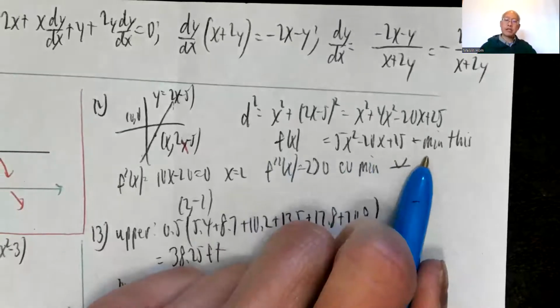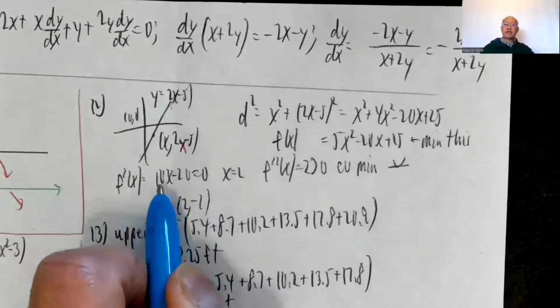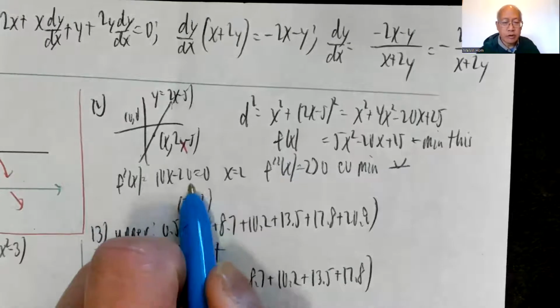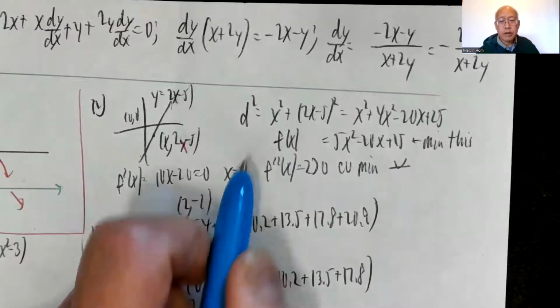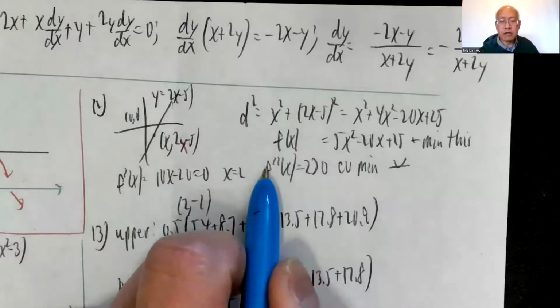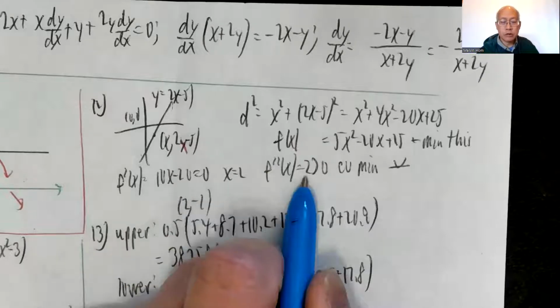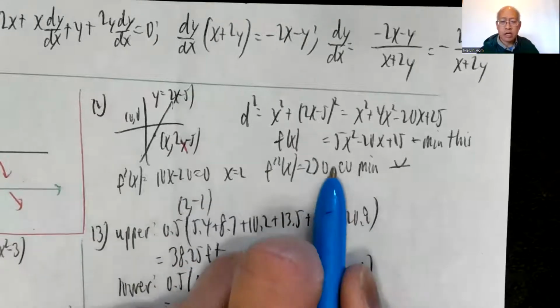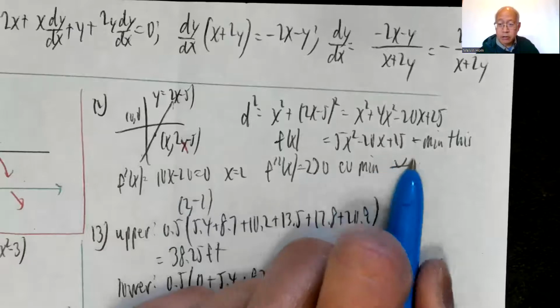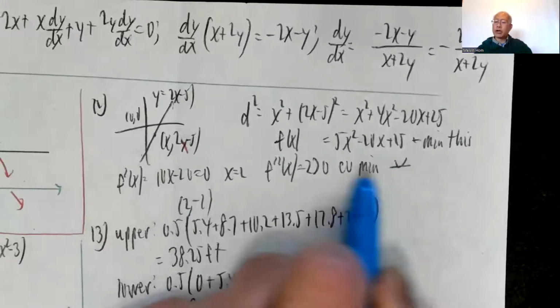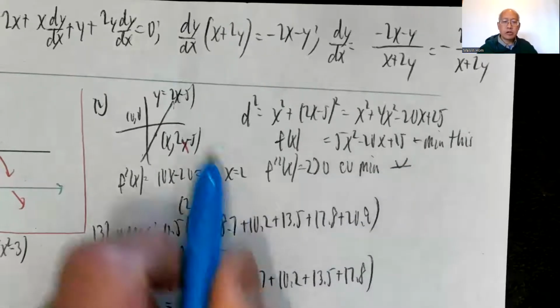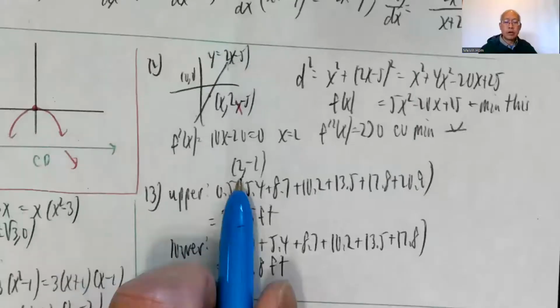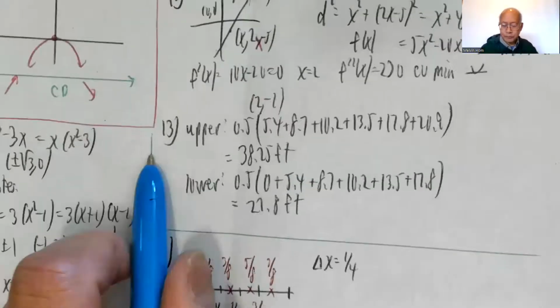I'm going to minimize that. So f prime is 10x minus 20. Set that equal to 0. I get x equals 2. But you have to prove that you have a minimum by doing the second derivative test. F double prime is equal to 10. That's greater than 0, which means concave up, which means I have a minimum at a horizontal tangent. So that proves I have a minimum. You do need this step. If I plug in 2, I get 1. So the minimum point is 2, negative 1.